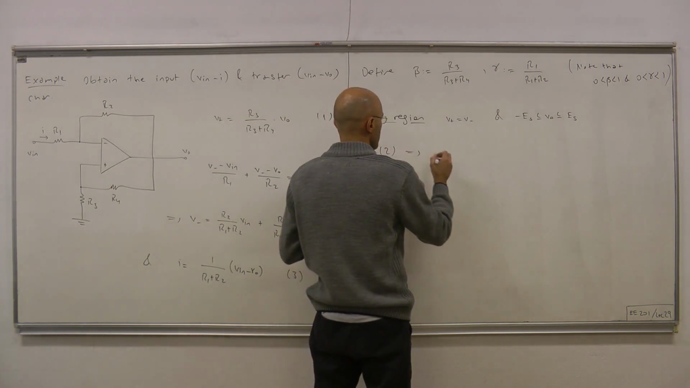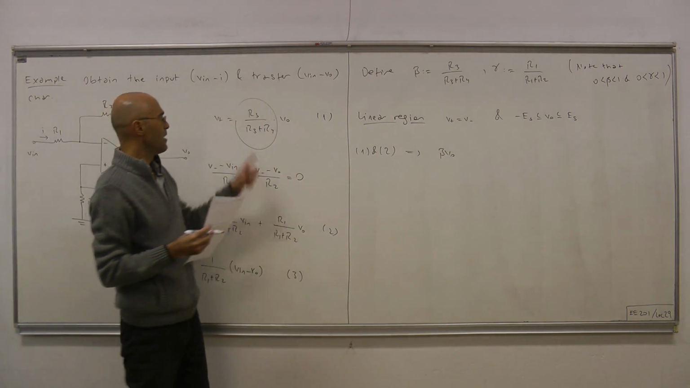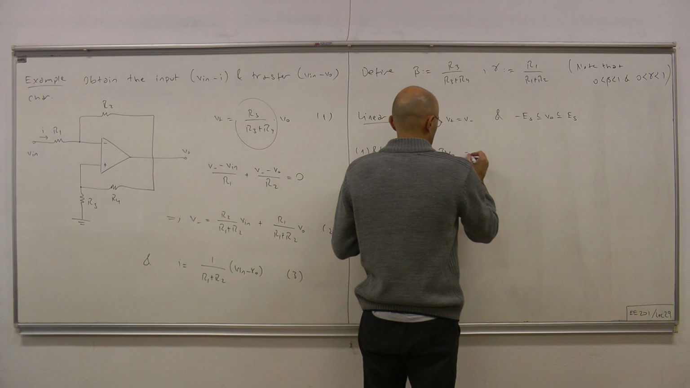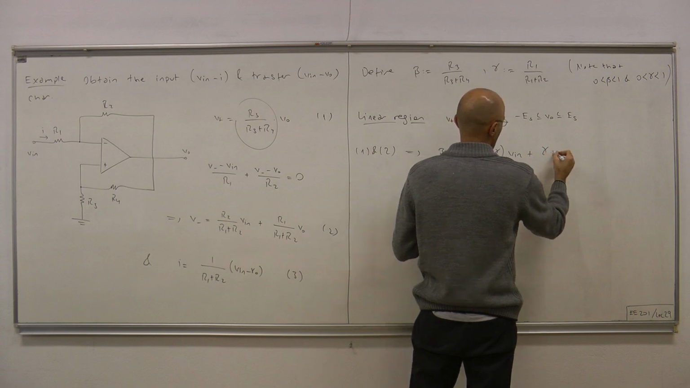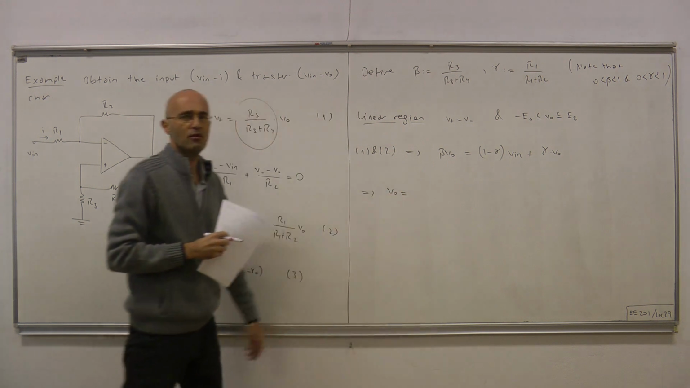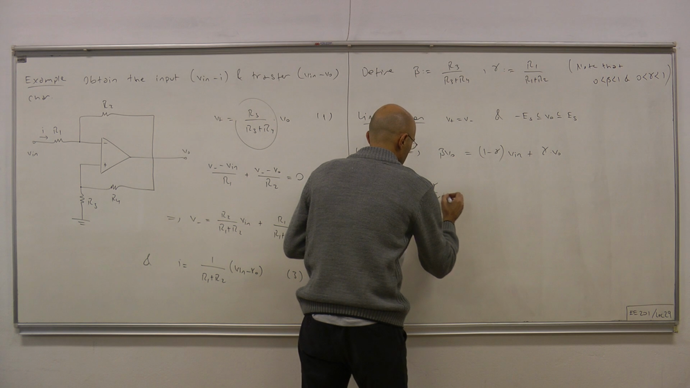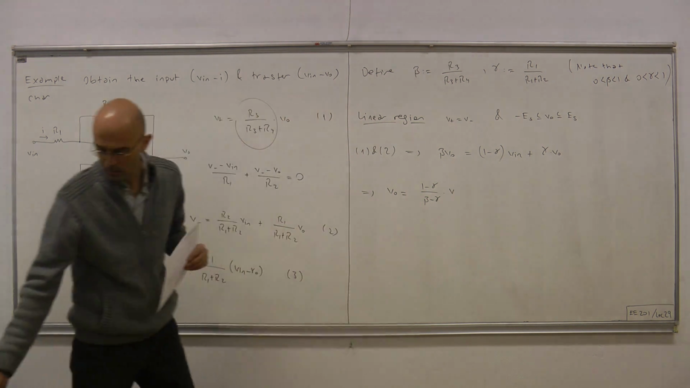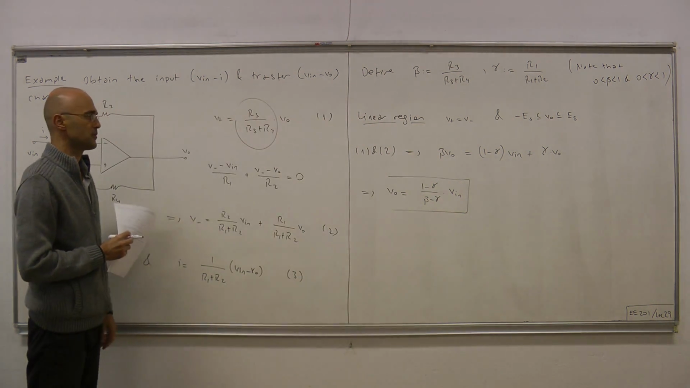1 is the V plus expression and 2 is the V minus expression. Immediately yields the following. Beta V out, now that this thing we're calling beta, equals, and this is gamma, and this is clearly 1 minus gamma, 1 minus gamma V in plus gamma V out. And this immediately gives us V out in terms of V in. V out equals 1 minus gamma over beta minus gamma times V in. Okay, so it's quite straightforward.